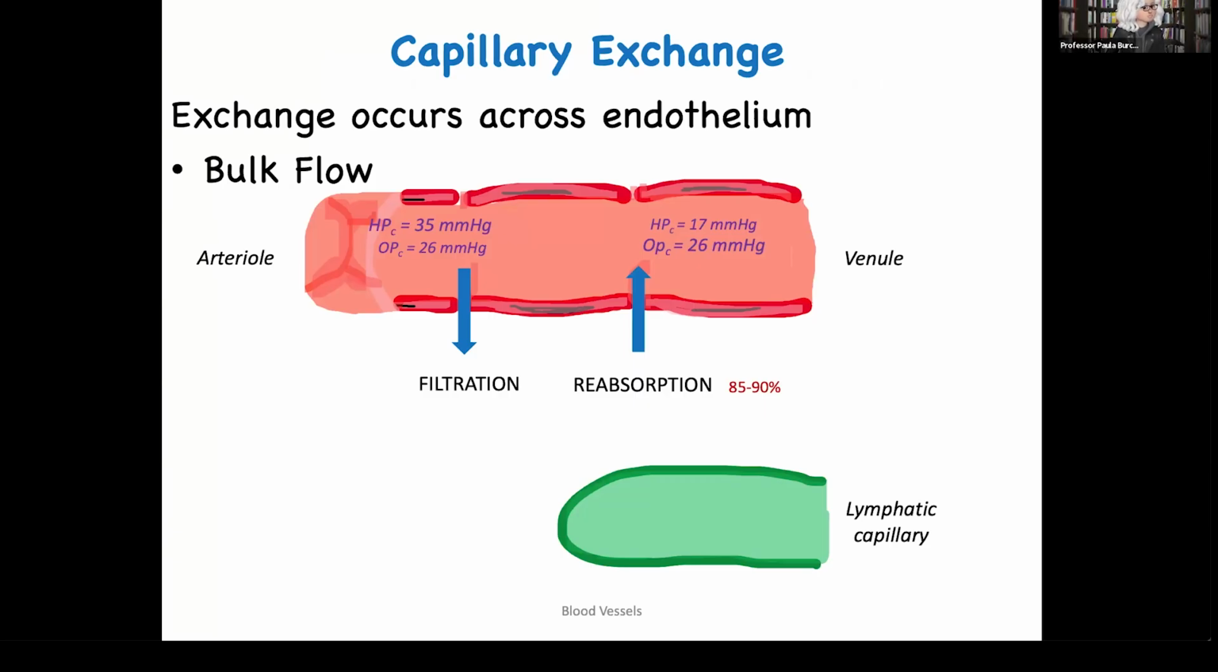So what happens to the remaining 15 to 10%? It is taken up by a lymphatic capillary. Once it's in the lymphatic capillary, it becomes lymph. That lymph then returns to the blood at the subclavian veins to become plasma again.